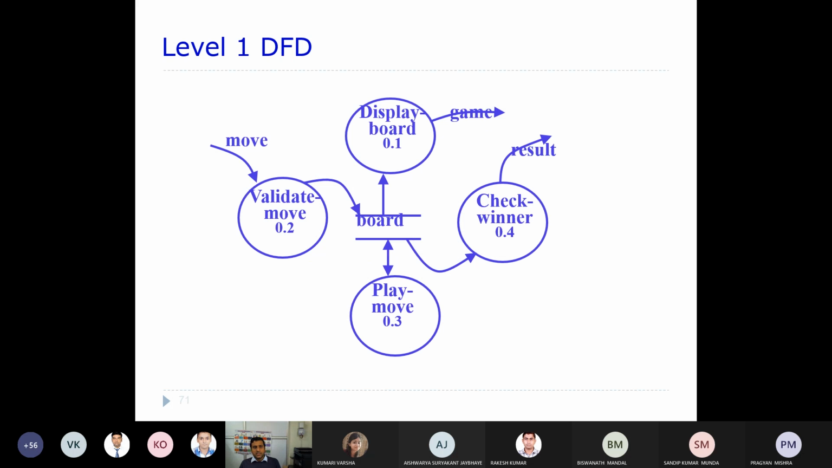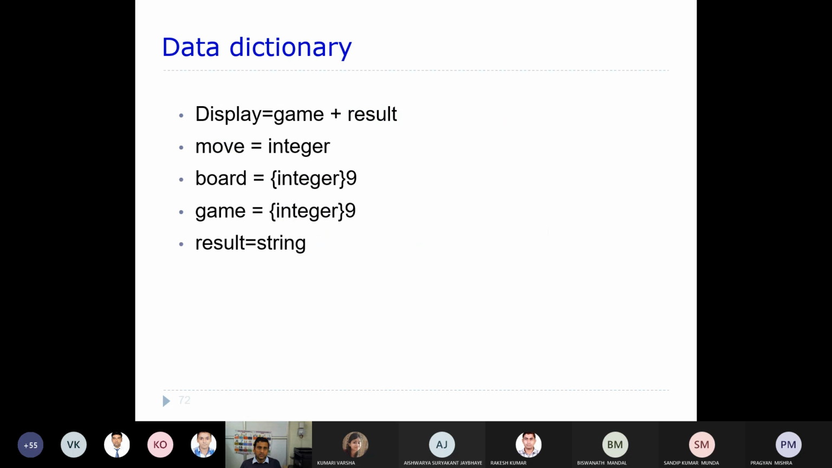Now for this you can always have a level 1 DFD also, right? So in the level 1 diagram you can have something like this. First you need to validate the move, then you can display the board, and then check the winner, or play a move. So you can manage this way. You can have so many numbers, for which also you can have some sort of data dictionary.